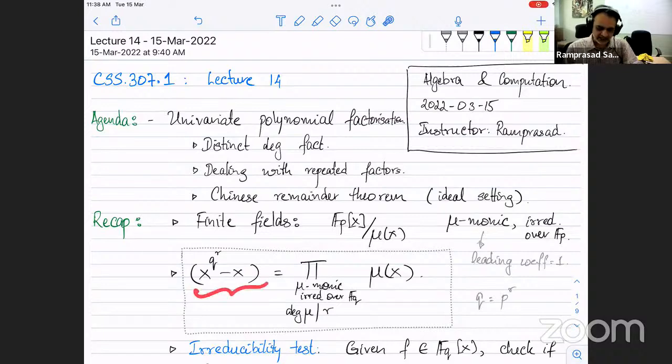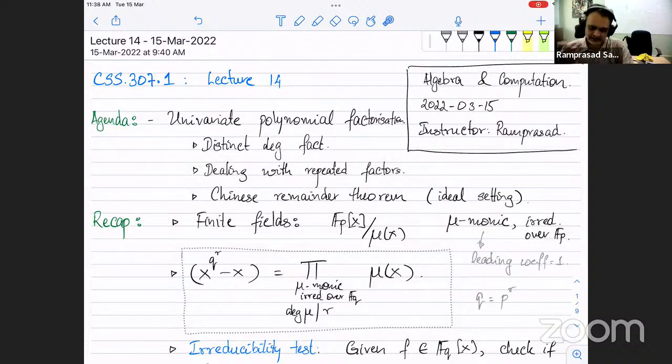What does this decomposition say? It says that the factorization of this splits into all possible monic irreducible polynomials of the right degree. What is the right degree? The degree should divide r. So for instance, if r was equal to 6, then you're dealing with the product of all monic irreducible polynomials of degree 1, 2, 3, and 6, because those are the divisors of 6.